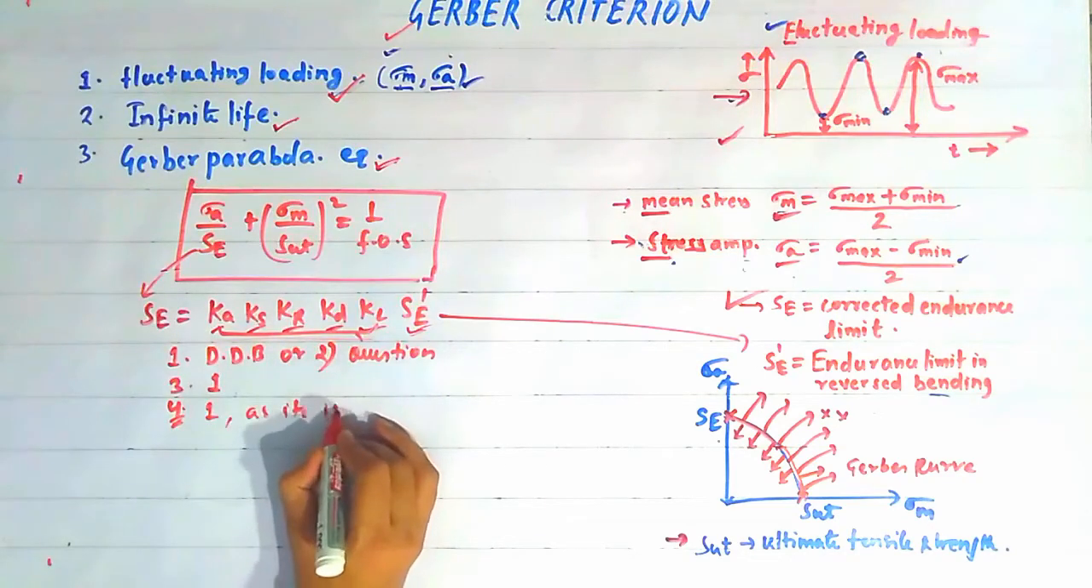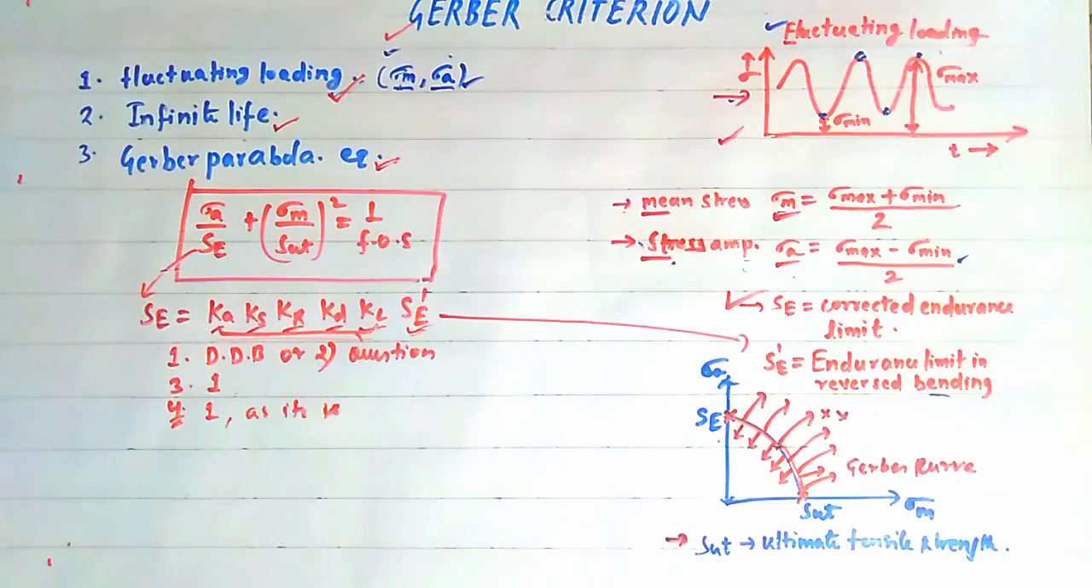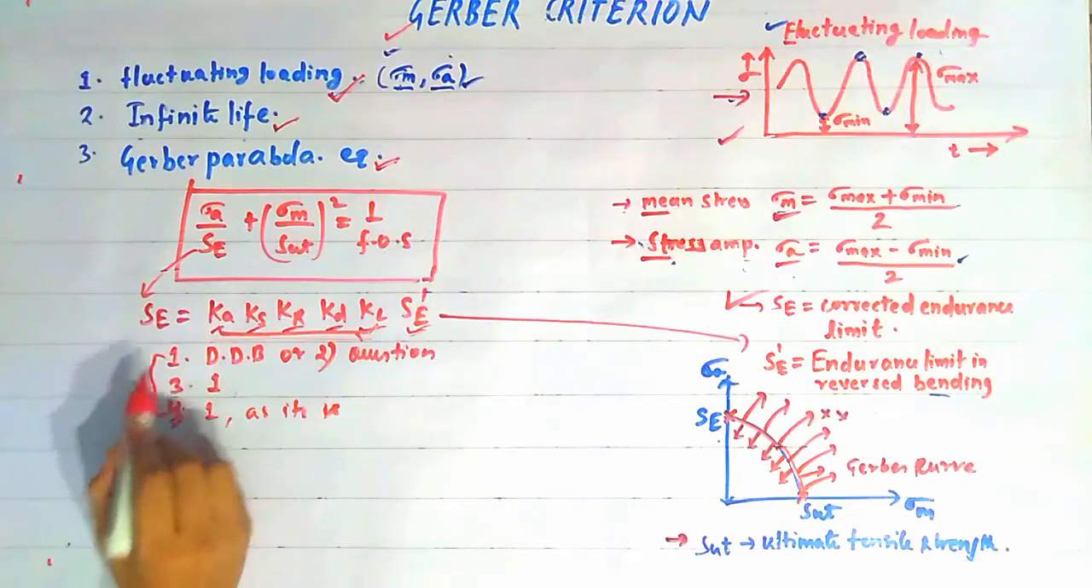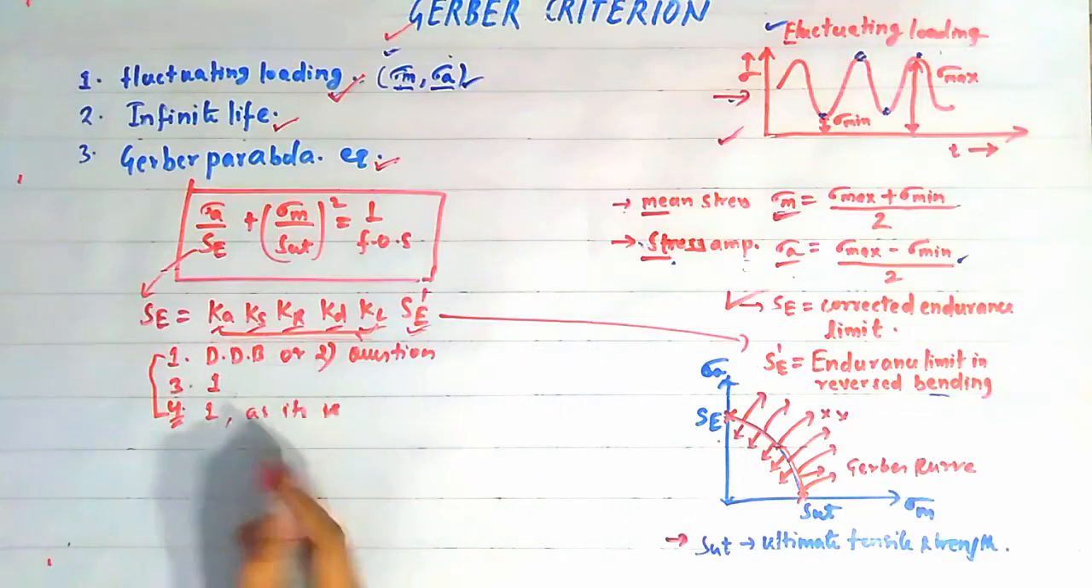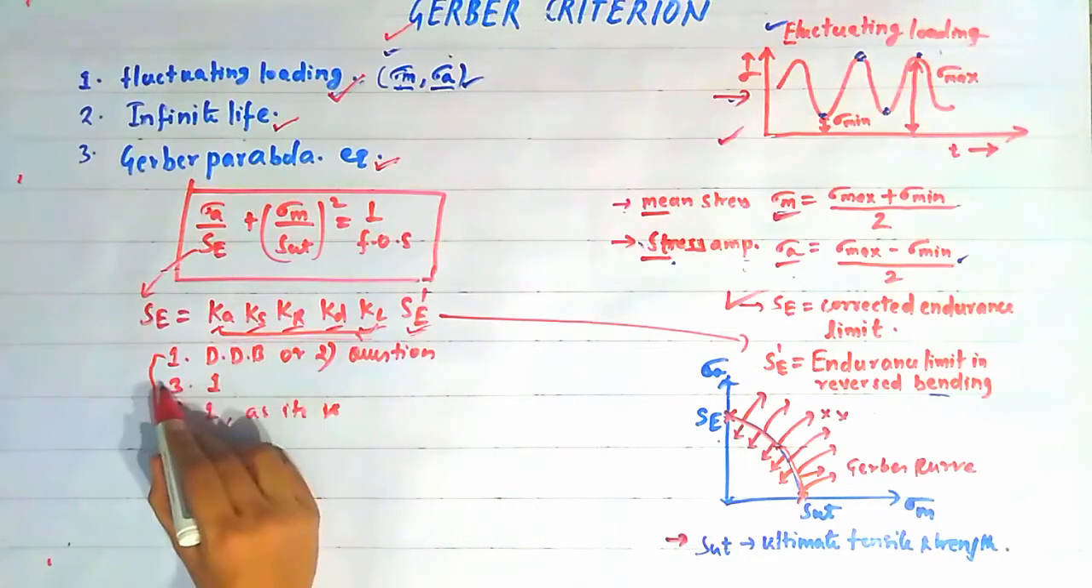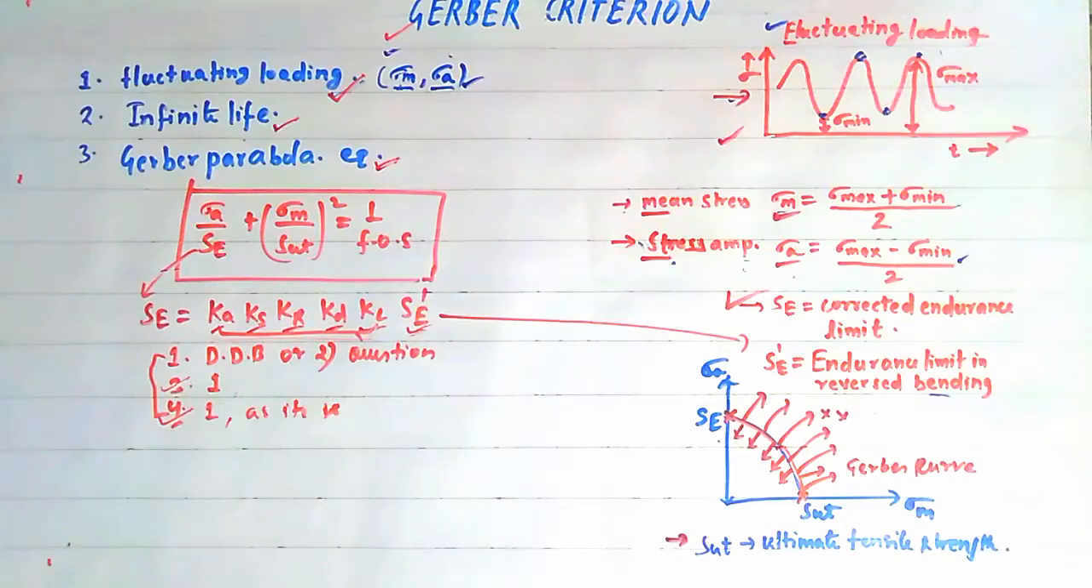Okay friend, so these are the 4 cases, and on the basis of these 4 cases we can decide the value of Se, that is the corrected endurance limit. So friend, according to the GATE examination, you should particularly deal with these 2 cases, that is case number 3 and case number 4. So you should keep this in your mind.